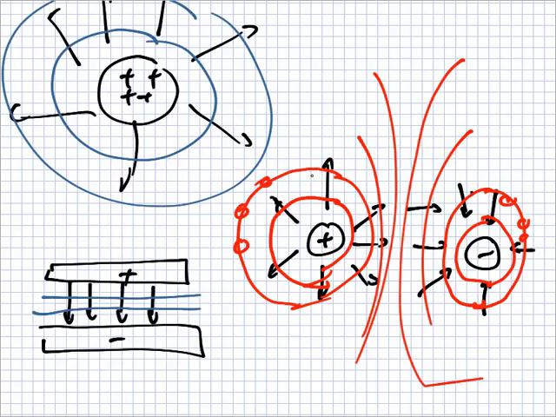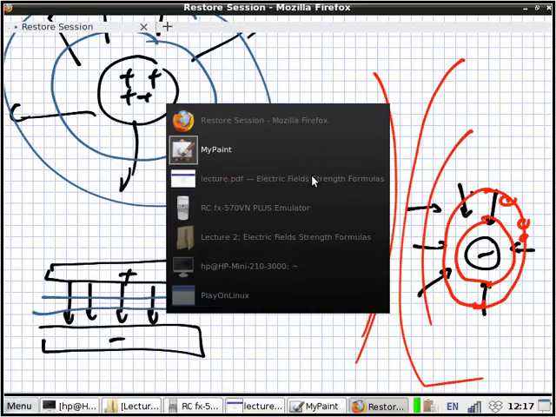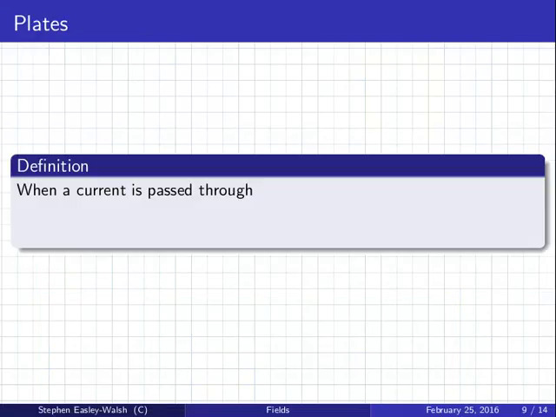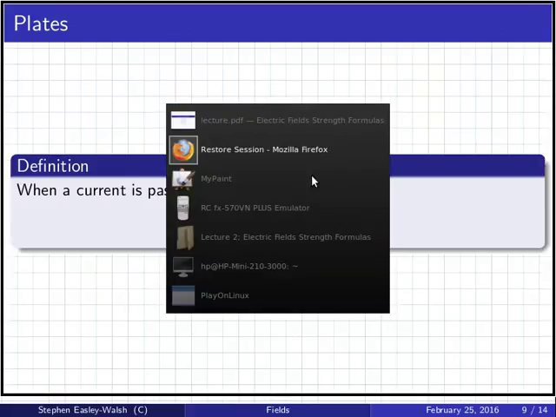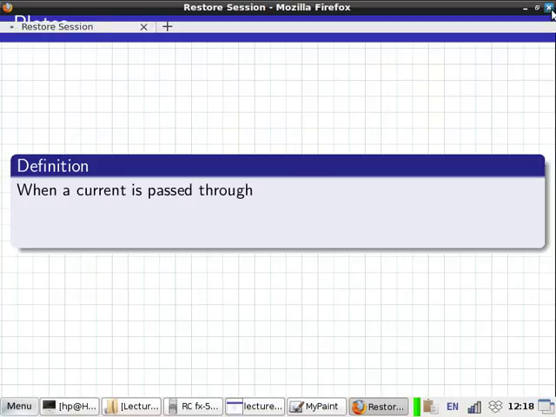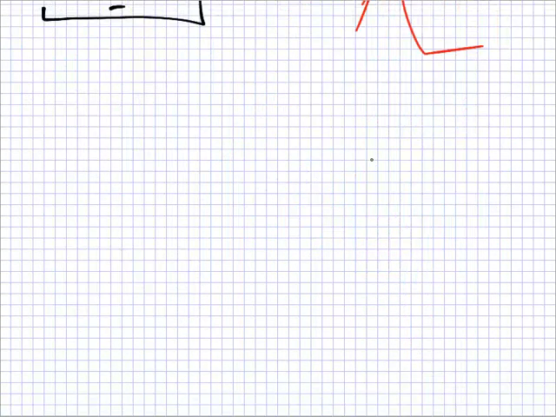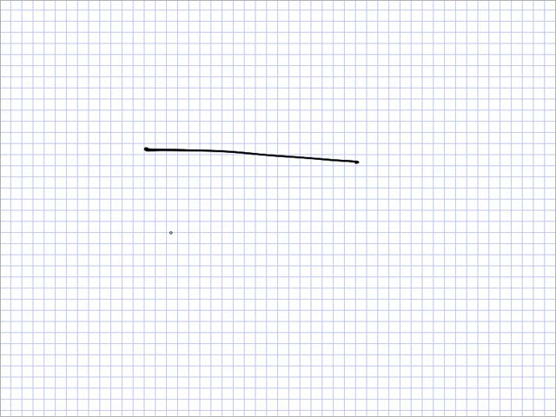Okay, continue. So, next. The parallel plates. Let me just close this. It's never loaded. So we have our two plates, and this would be positive and this would be negative. Positive, negative, and by the way, this is usually a vacuum in between the plates.